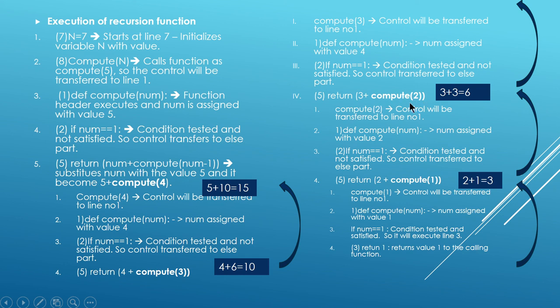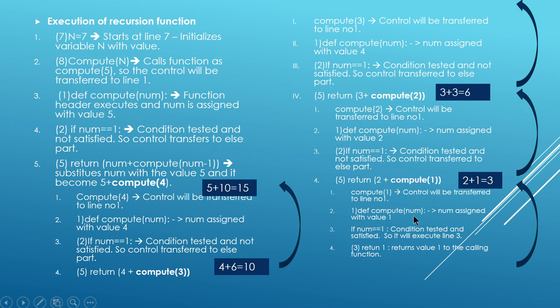Okay, so compute of 2, again there is a function call. So the control will go back to the first line. It will call the function with the value 2. It will check the condition, not satisfied. So it will call the function again, return of 2 plus compute of 1. Now look here, compute of 1. Again the control will be transferred to line number 1.